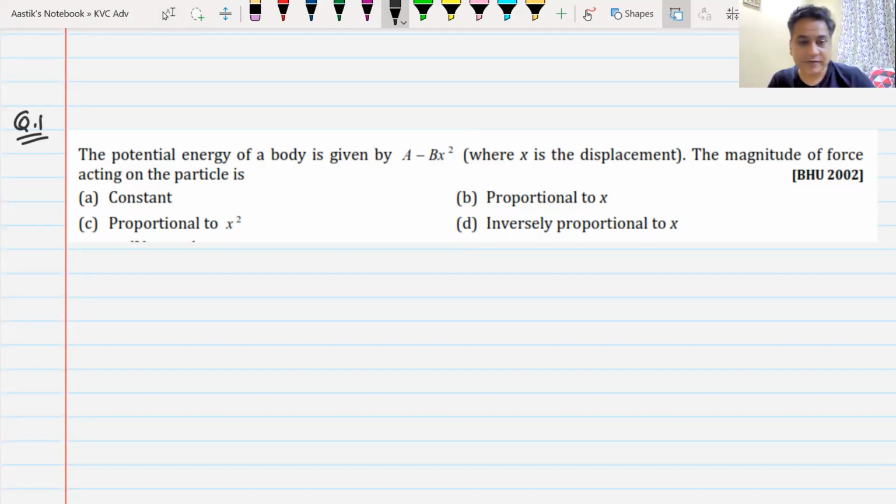The potential energy of a body is given by A minus BX square, where X is the displacement. What is the magnitude of force acting on the particle? You have 2 minutes to give me the answer.